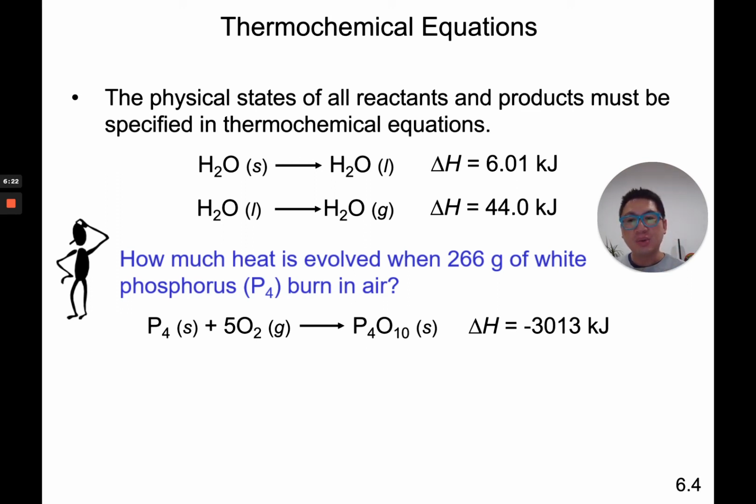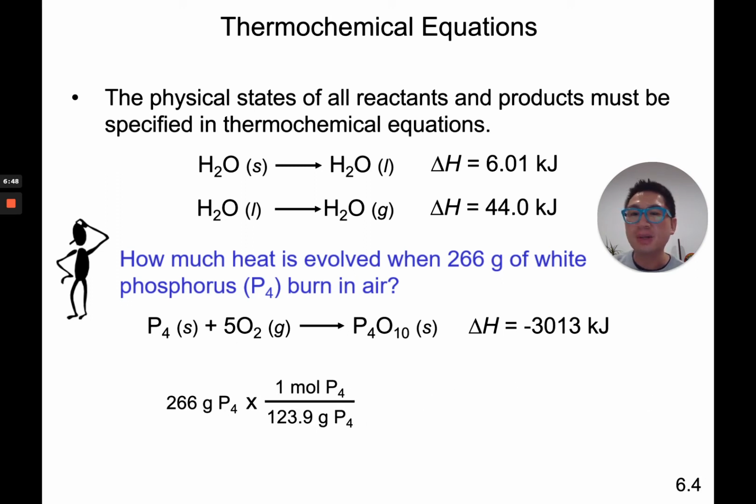Well, I don't have 1 mole of P4. I have 266 grams of it. But if I have grams, I can change grams to moles. You hopefully remember from last semester, how do we change grams to moles? We have to find the molar mass of P4. That is 4 times the molar mass of phosphorus on a periodic table. They're not numbers to memorize. Actually, I don't remember phosphorus off the top of my head, but 4 times phosphorus on a periodic table is 123.9. Again, the molar mass of P4 from the periodic table.